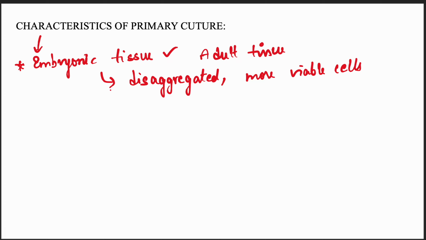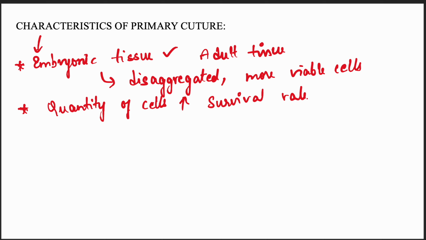Next characteristic is the quantity of the cells for primary culture should be taken high, because the survival rate is very less during primary culture. For that reason, the quantity of cells for the primary culture should be taken high. And cells with minimum damage should be selected for primary culture.